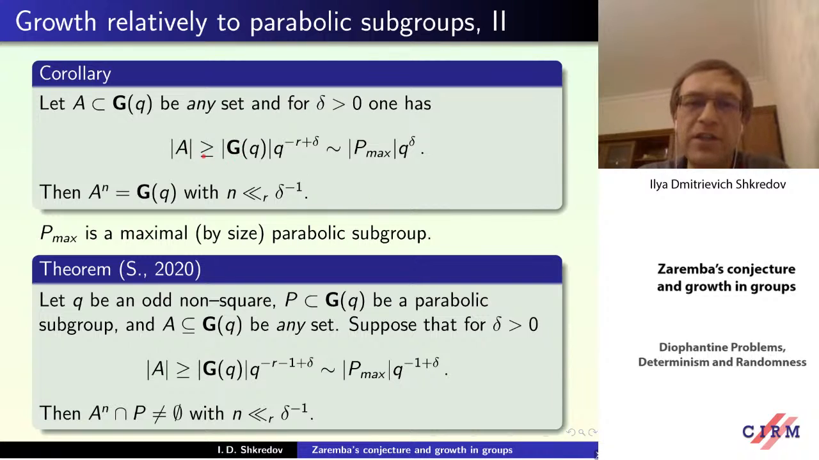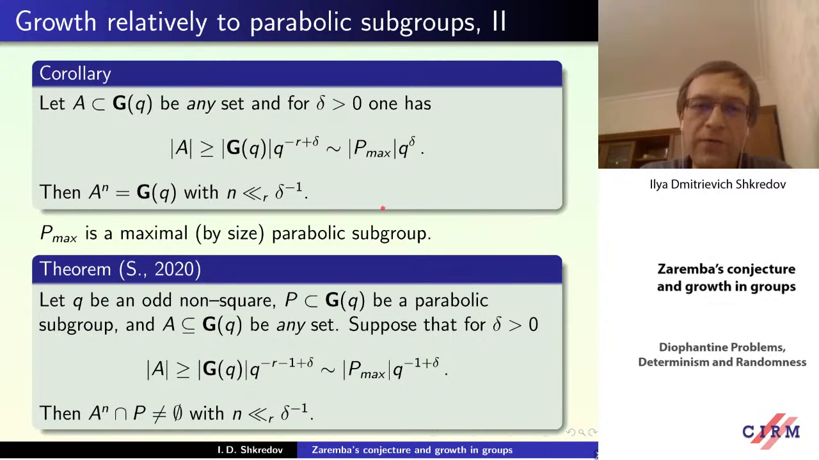If I have a set of size slightly larger than the size of the maximum parabolic subgroup, then I generate the Chevalley group in a very effective way. Of course, if I take this maximum parabolic subgroup, then I do not generate G(q). But if I take a larger set, then I generate the whole group. That's the first result, a simple consequence of Lanzo-Rizaitz.